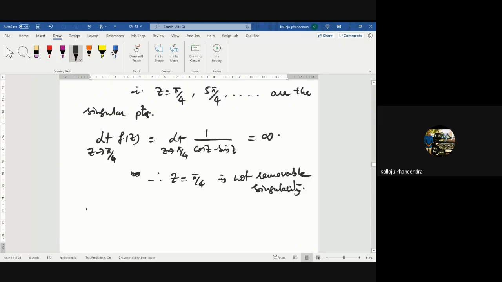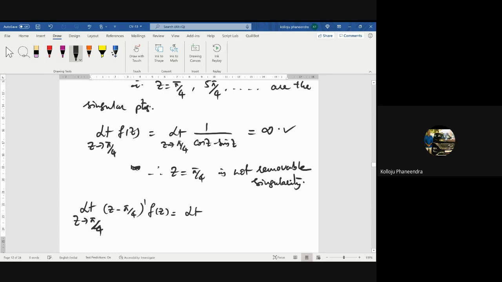Limit z tends to pi by 4, deciding pole. Since pi by 4 is not repeated, I will take whole power 1 to decide whether it is a pole or not. For essential singularity, the limit must be infinity, and already we got infinity here, right? Let me check the pole. Limit z tends to pi by 4 of z minus pi by 4 by cos z minus sine z. What is this value? 0 by 0 form.